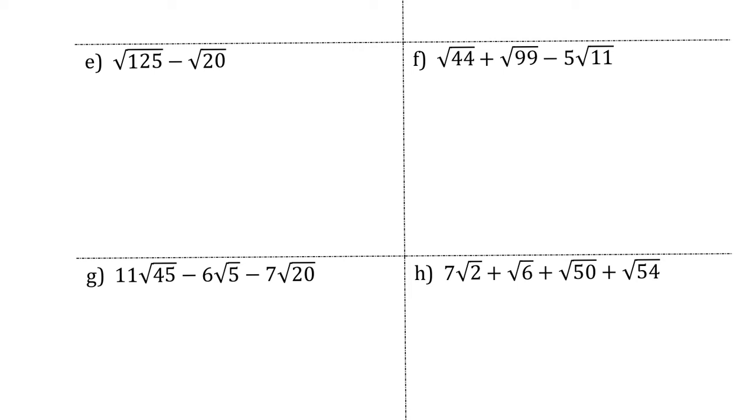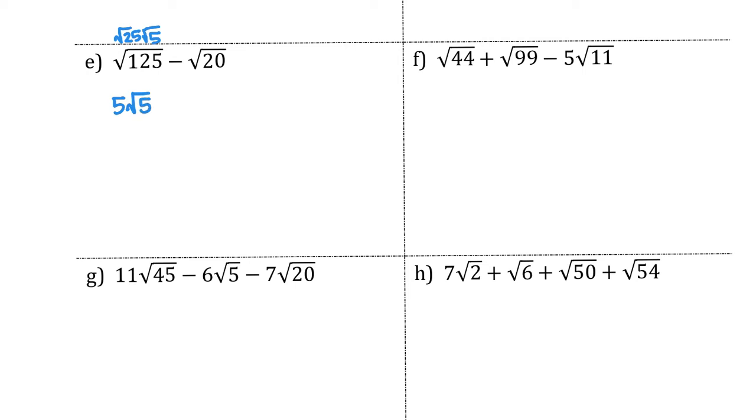Let's see, 125, that sounds like quarters. So I could do 25 times, how many quarters are in 125? 5. 25 times 5 is 125. I picked 25 because the square root of 25 is 5.